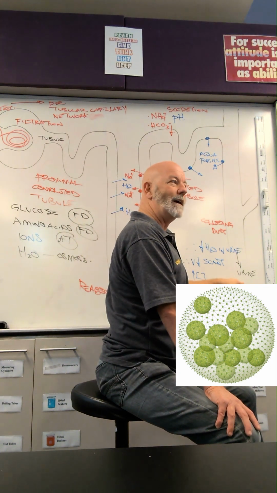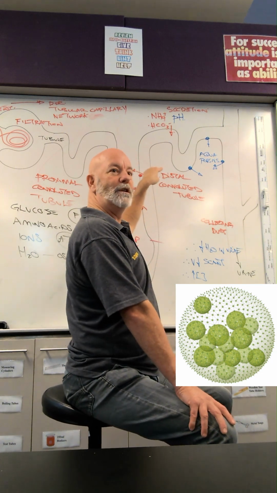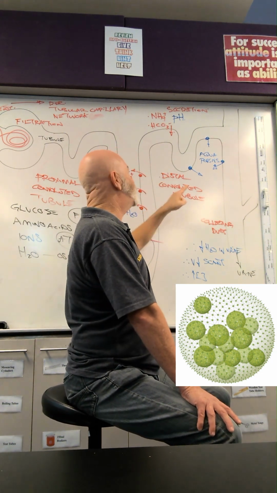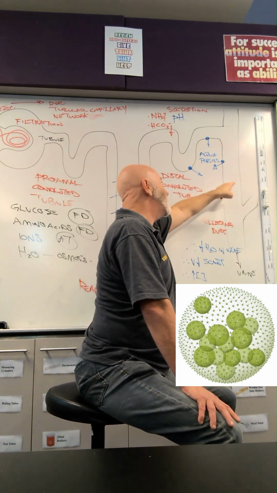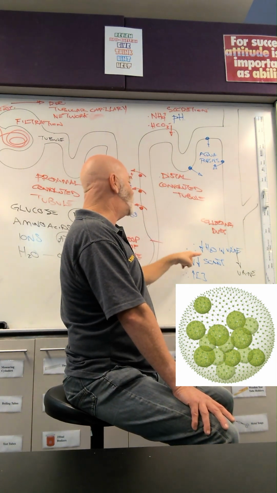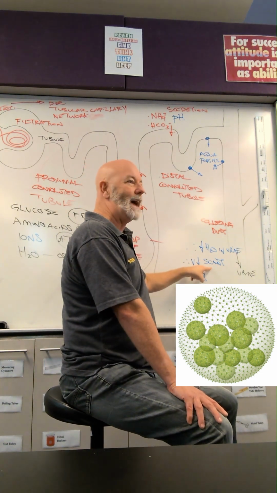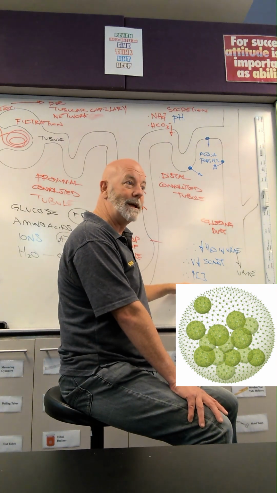If you are dehydrated, the hypothalamus tells the posterior pituitary to release ADH, and ADH inserts aquaporins into both the distal convoluted tubule and the collecting duct and allows more water to be reabsorbed. That leads to a lower amount of water in the urine, which means your volume is down, we call that scant, and it has a higher concentration of urea.